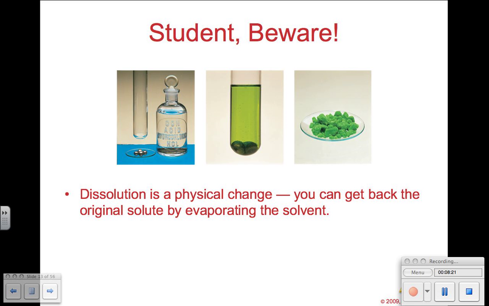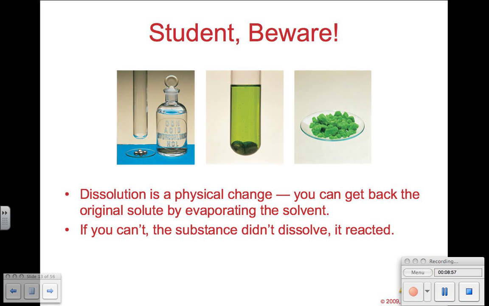So dissolution is a physical change. Something dissolving is a physical change. You can get back the original solute by evaporating the solvent. So in this case, I have the nickel. I put it in the hydrochloric acid. I get the green solution. If I evaporate off all the water, in this last image on the right, I don't get my nickel metal back. I don't get my ball bearings back. I end up with this green solid. So that indicates that a chemical reaction occurred because I was not able to get back my starting material. If you can't, the substance didn't dissolve, it reacted.